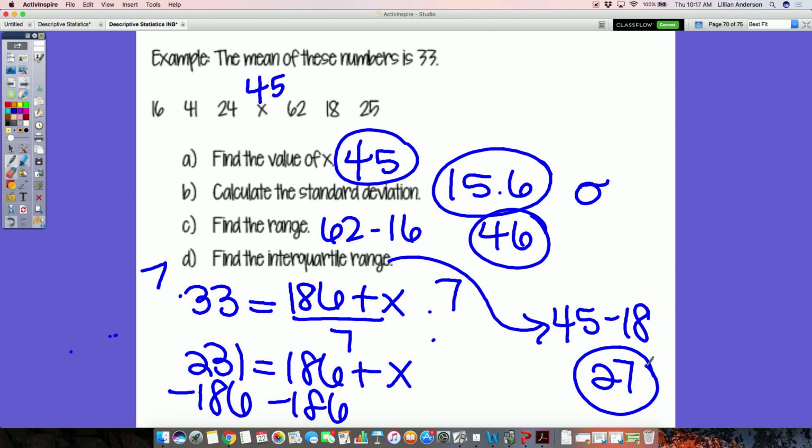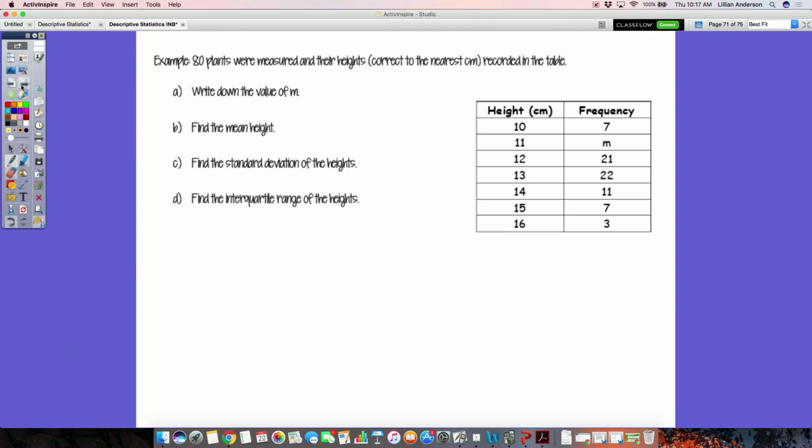Awesome. Okay? So you do it on paper to get it. Questions? All right. Let's look at the next example. So when you flip up, it should be this one, talking about the 80 plants. Their heights correct to the nearest centimeter are recorded in that table. The table's right below it, correct? Yep. Perfect.